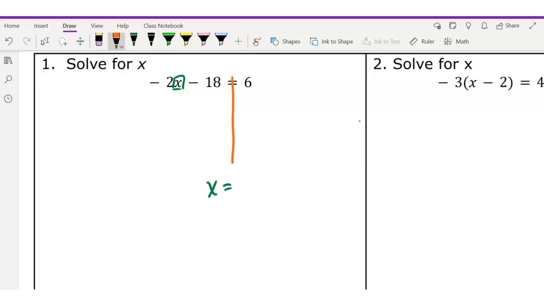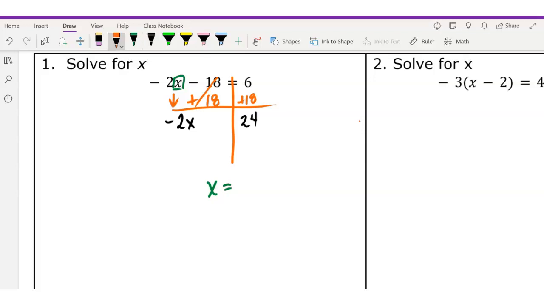So in order to get rid of that negative 18, we're going to add 18 to both sides. We bring down that negative 2x, and 6 plus 18 is 24.